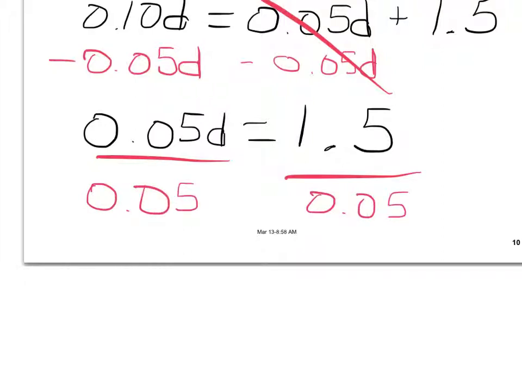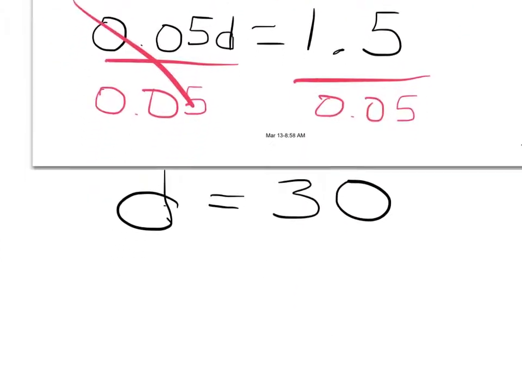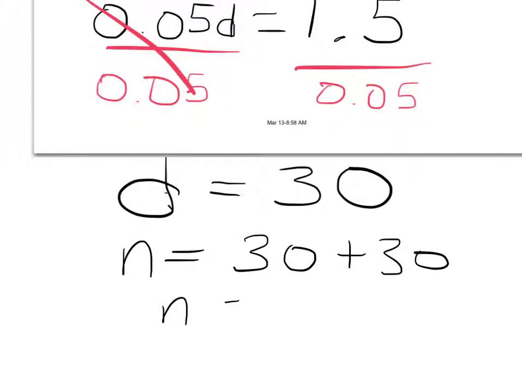So again, you always want to isolate the variable, so now we can isolate d. So divided together, that cancels. You're left with d equaling 30. So there are 30 dimes, which means the number of nickels was 30 more. So you have 60 nickels.